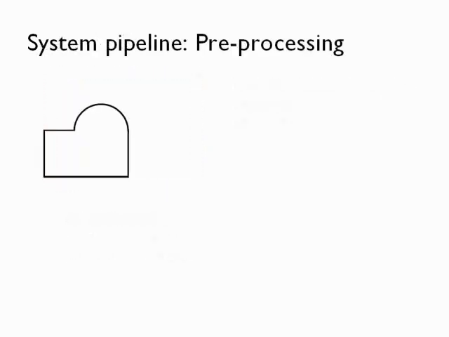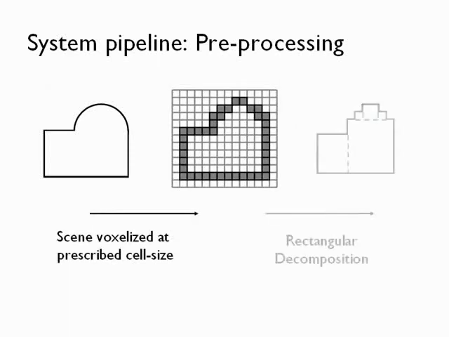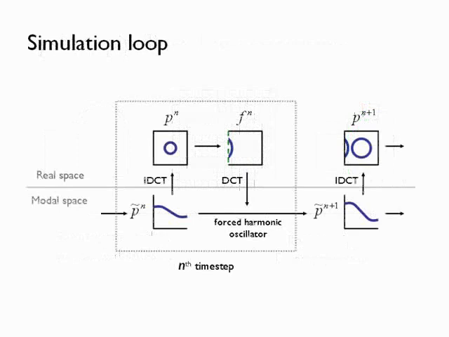For pre-processing a scene, we first perform a voxelization followed by a rectangular decomposition of the domain. The runtime performance is dominated by discrete cosine transforms that can be evaluated efficiently.